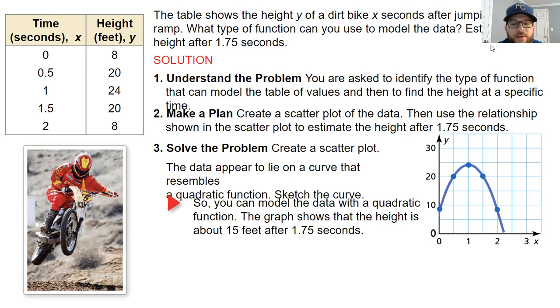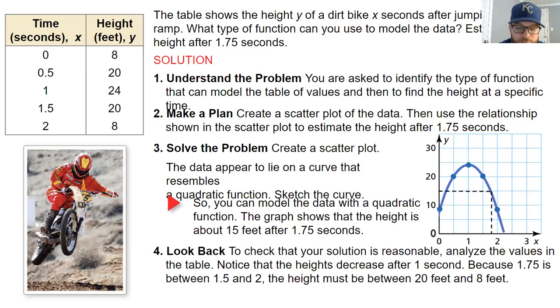Sketch that curve. And then by looking at the graph, we can estimate, based on where 1.75 seconds is right here, that it looks like it's going to be about 15 feet. Again, the directions say the word estimate, so we are not actually finding a model or an equation. We are just looking at the graph and estimating what it is going to be close to.